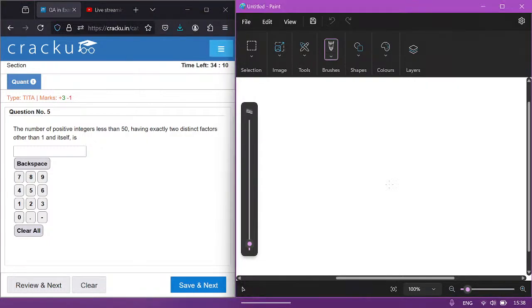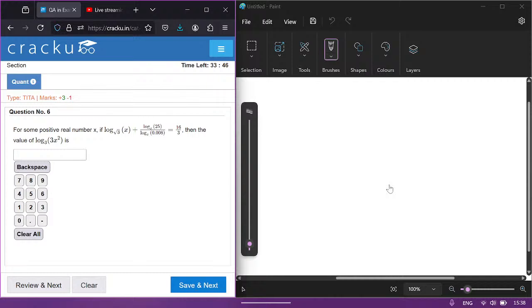Can we do this having exactly two distinct factors other than one and itself? So I think this can be done, but I'm not sure how to do it. I'll probably do it by hit and trial, taking every value from 1 to 50, but that will take a lot of time. So we'll do it in maybe next round.